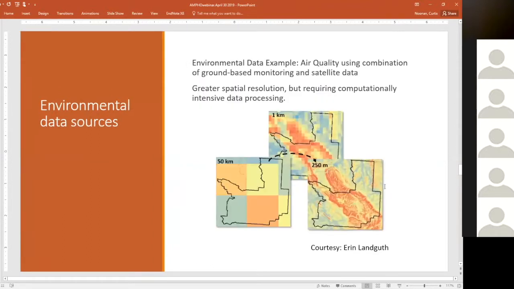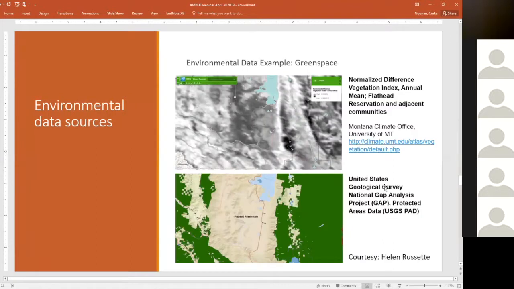So I would go back to that as being something that's not readily available, but it's going to be much more spatially resolved than what's available elsewhere. And then green space is another topic that's been hot for a couple of decades, and even more so now.